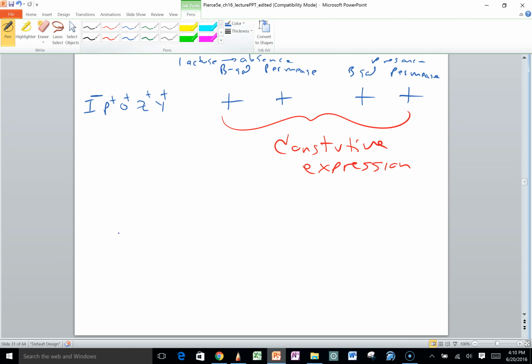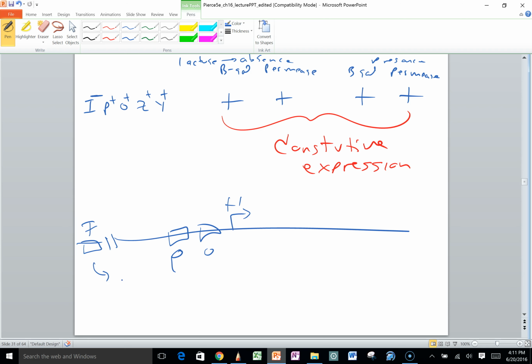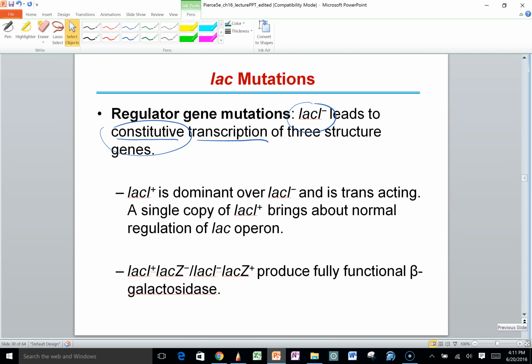So what's going on? We have a promoter, operator. Down here we have an I gene. Normally it makes a repressor, which normally binds the operator, but if it's minus, we don't have this. So that means as long as the RNA polymerase can bind here, the repressor can never bind the operator and the gene's always on. Then it says that LAC-I plus is dominant over LAC-I minus and is trans-acting.